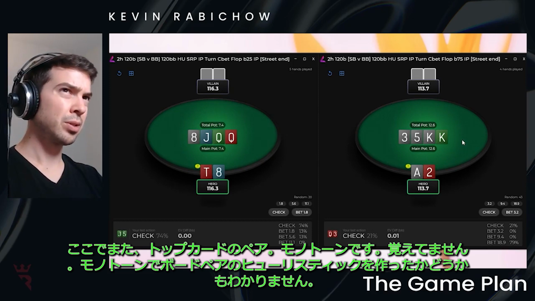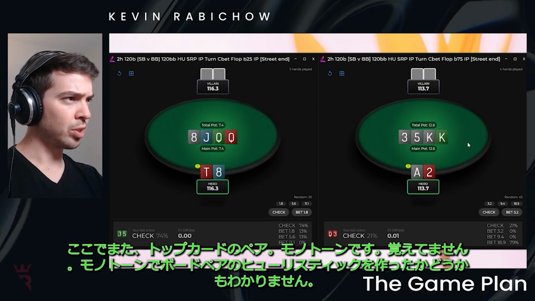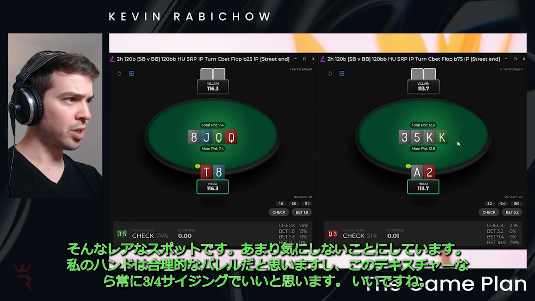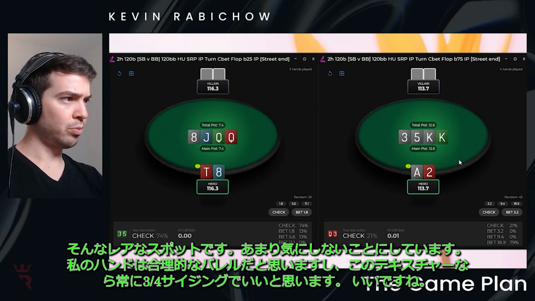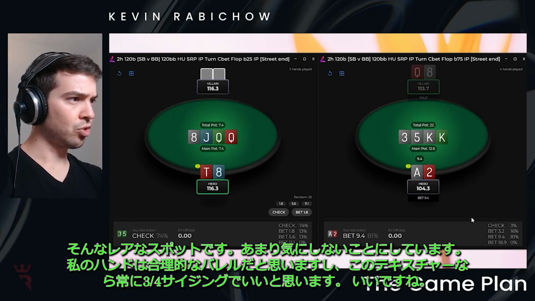Monotone, I don't remember. I don't know if I even created a heuristic for board pair on monotone. It's such a rare spot. I'm not going to worry too much about it. I think my hand is a reasonable barrel. And I think I would just always have 3/4 sizing on this texture.